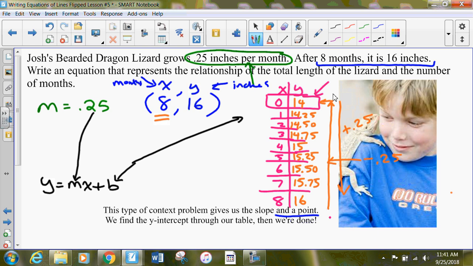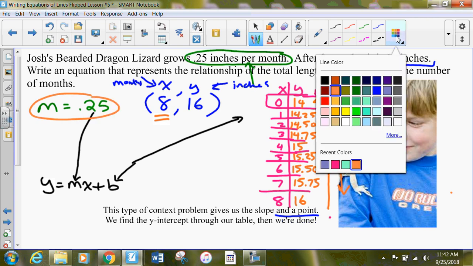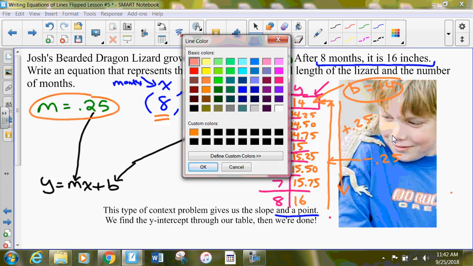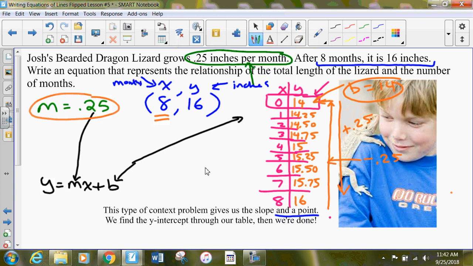So let's put it all together. That is my b. B is 14. That's important. I already know my slope is 0.25. Let's put it together using a new color. Let's do a bright, bright green. So here we go. Our slope is 0.25. That goes in front of our x, and our y-intercept is 14.